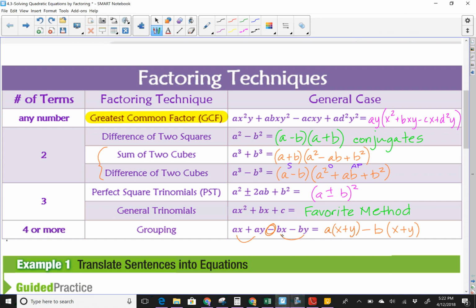Negative b times x is negative bx. Negative b times y is negative by. If these two things are not the same, you can't go any further. But since they are, they themselves are a common factor. So this becomes x plus y times a minus b. And that is how that thing factors.